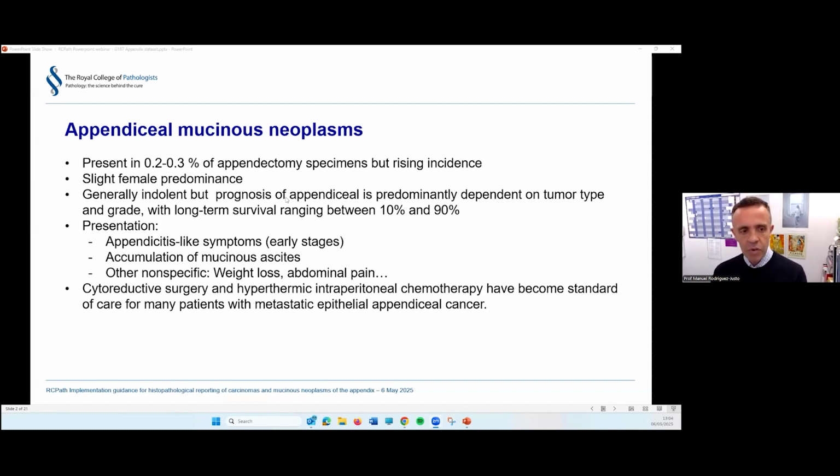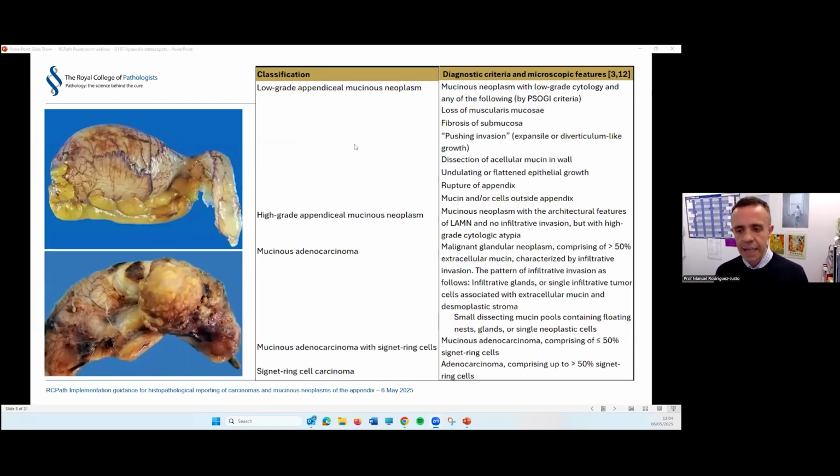The symptoms, everyone knows that. Sometimes it's just something like appendicitis, which is very common. We have mucinous ascites and very non-specific symptoms like weight loss and abdominal pain. And again, everyone knows that whenever you have a metastatic tumor in the appendix, the treatment is cytoreductive surgery combined with HIPEC. This is a very busy slide, and we will cover that in the next 10 minutes.